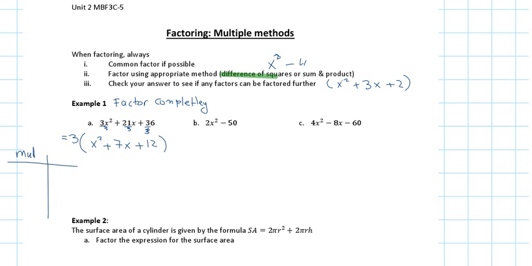3 and 4? 12 and 1? 2 and 6? Right? In this case, they both are going to be positive because my B and C are both positive, so both my factors are going to be positive. What does 3 and 4 add to? 7. So did I find my answer? Yes. So it's 3 and 4. So my factors are 3 and 4. Okay? So I can right away write it as x plus 3, x plus 4. Done. It's fully factored.